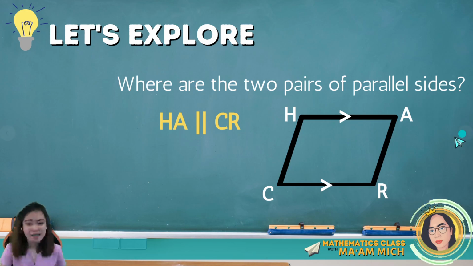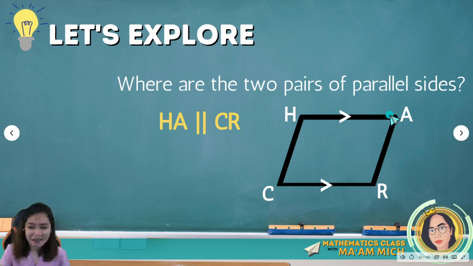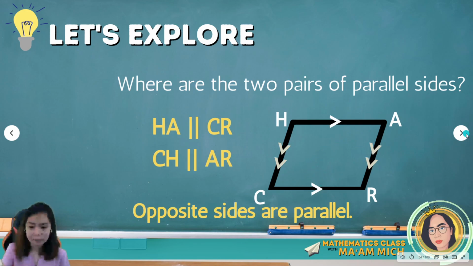Very good. The first one we have here, side HA or AH, is parallel to side CR or RC. This symbol represents the first pair of parallel sides. Second pair, we have here side CH is parallel to side AR. Opposite sides are parallel.